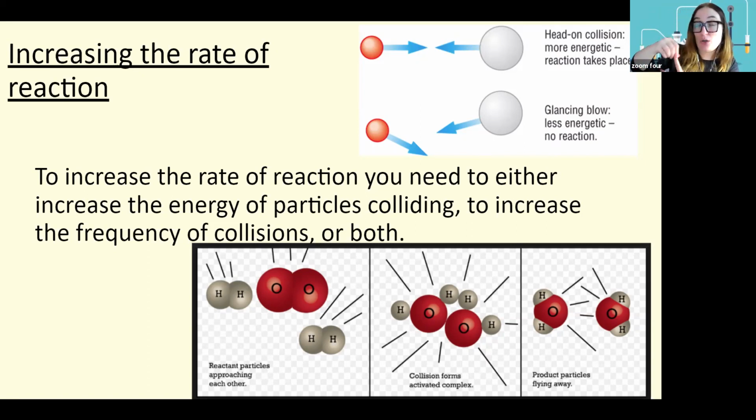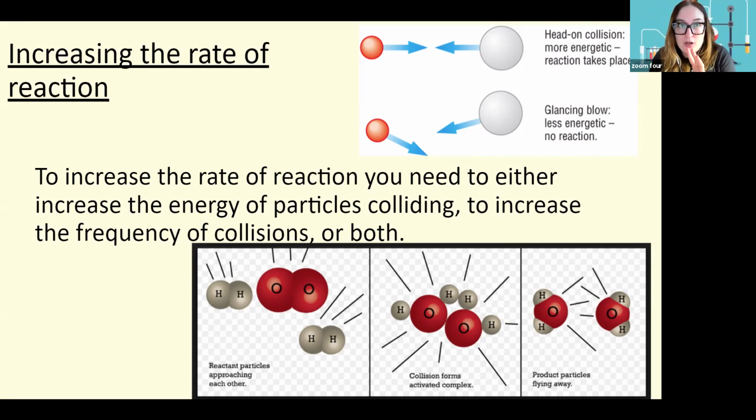The second thing you can do is make those particles have more energy in the first place. And the only way we can do that in the things that we're going to go through together is by increasing temperature. And the third thing you can do is both. Okay, and again, we're really only talking about temperature there when we're talking about doing both. So increasing frequency of collisions or increasing the energy the particles have so that you've got more of them at the activation energy, or doing both.